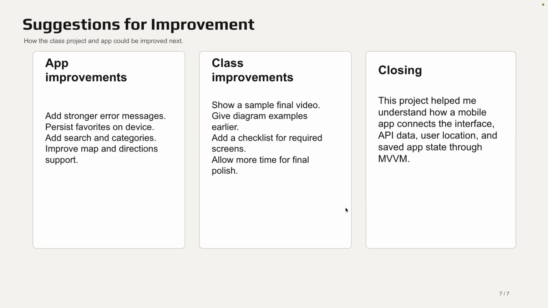In conclusion, this is my project, the Nearby Places app. It uses location, APIs, places list UI, detail screens, favorites, persistence. It follows the MVVM architecture. This project helped me better understand mobile app design, API requests, JSON decoding.